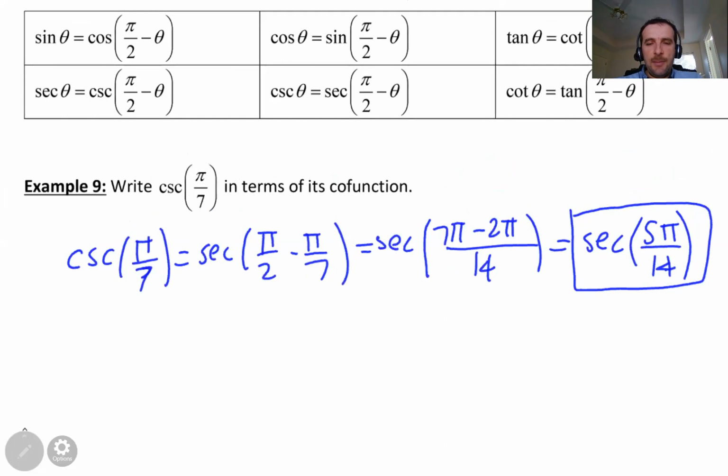With this example, I am done with this section. So we finished section 7.2, the sum and difference formulas for sine, cosine, and tangent. And to find cotangent, secant, and cosecant, you can just use the sum and difference formulas for sine, cosine, and tangent, because they are just reciprocals of each other.